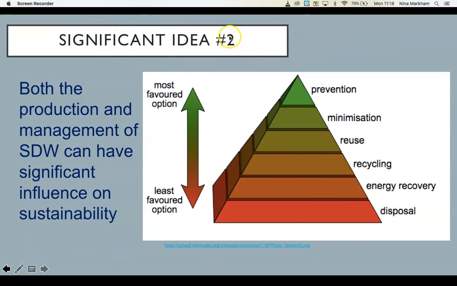Significant idea number 2. Both production and management of solid domestic waste can have significant influence on sustainability. Can you think of a connection between per capita solid domestic waste and a country's sustainability? High production of solid domestic waste leads to unsustainability, and the inability to manage solid domestic waste also leads to unsustainability. Sustainability will be achieved through low solid domestic waste production and well-managed disposal of the waste.